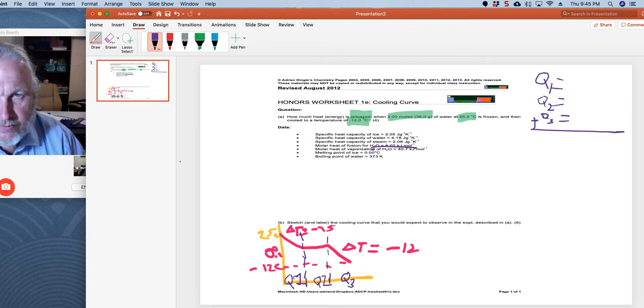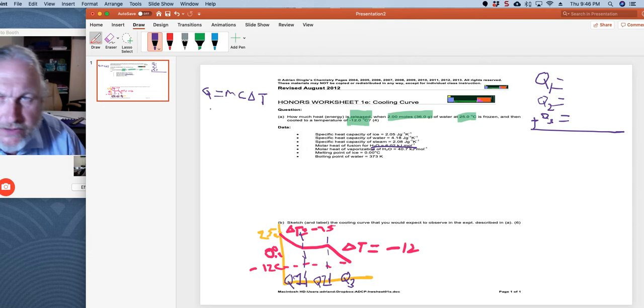So let's do the first Q equals m c delta T. Let's go up here and do Q1. That's going to be mass times c times delta T. So our mass here is what? 36 grams.